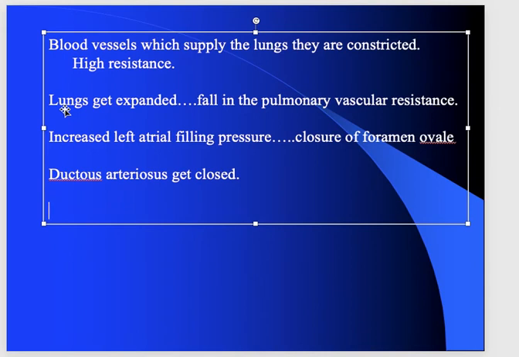Now, these are a few of the changes which occur. By the way, for example, if there is some amount of fluid which stays in the lungs after birth, babies have an increased rate of breathing. We call it transient tachypnea of the newborn. It is called transient tachypnea because for a short duration they breathe fast and then it goes away.